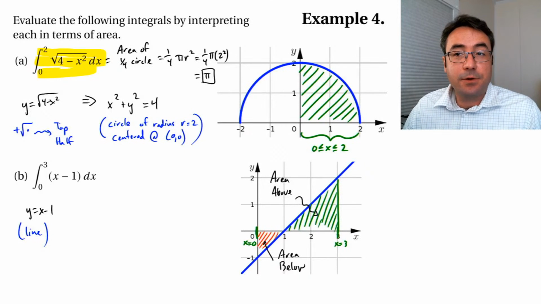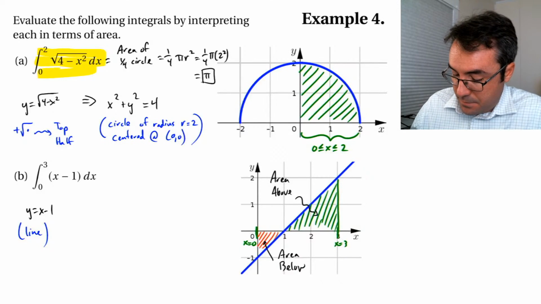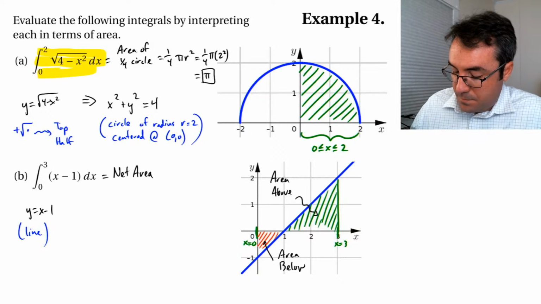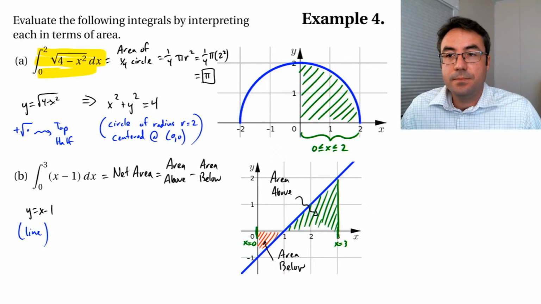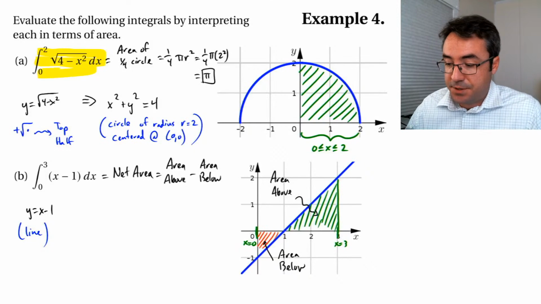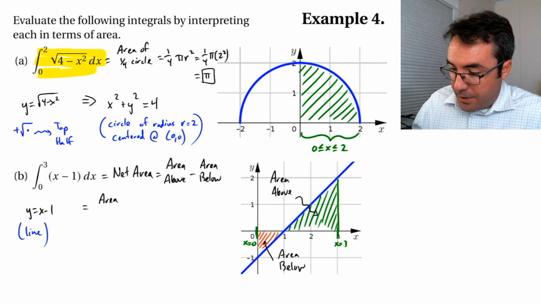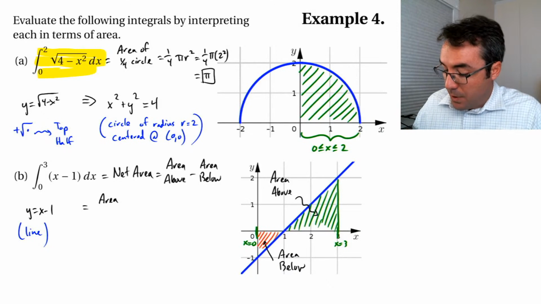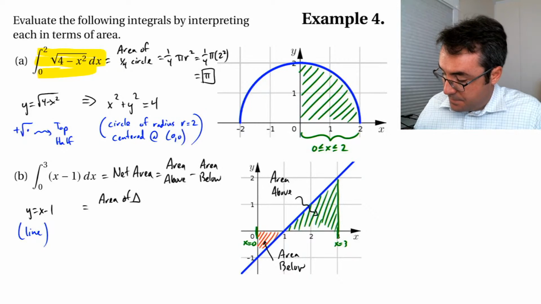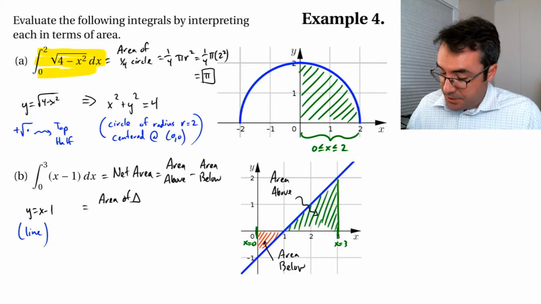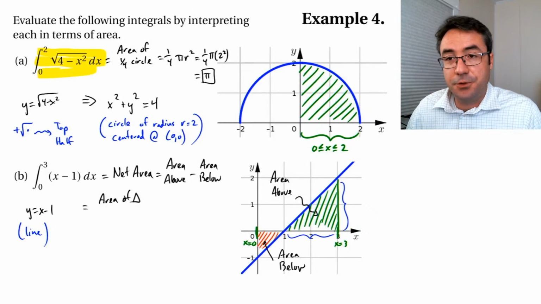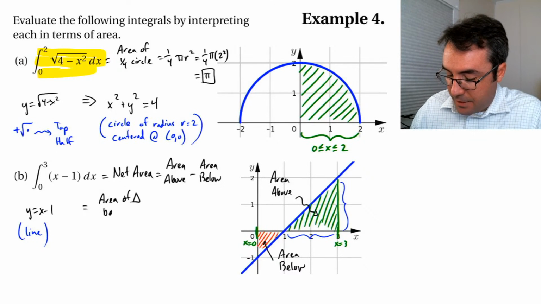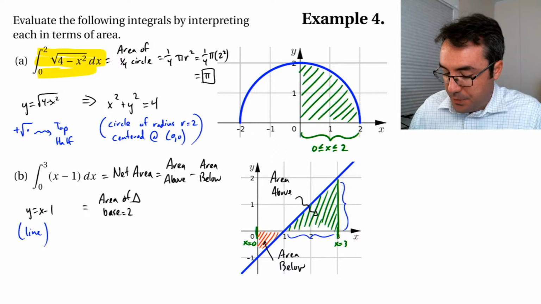And so doing the definite integral here is really calculating the net area, which is really the area that sits above the x-axis minus the area that sits below. And so really what we have here is two triangular regions. The area that sits above the x-axis, that's the larger one here. Area of a triangle is one half base times height. The height of our triangle here is 2, and the base of this triangle is also 2. So we have a triangle where the base is 2 and the height is 2.